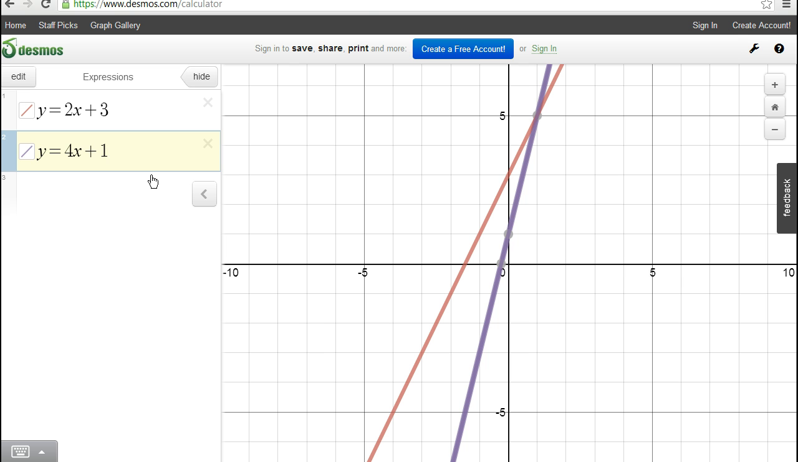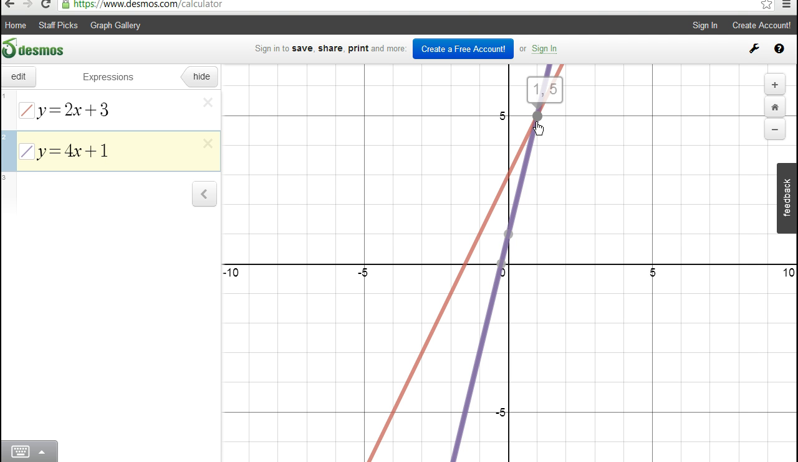Sammy? Isn't it the point where they intersect? How many people agree with Sammy? She says, isn't it the point where they intersect? Very good. You guys are correct. Which is what? What is this point? 1, 5. Why is 1, 5 the solution for this system? Why is it the intersection? Why is the intersection the solution to the system?